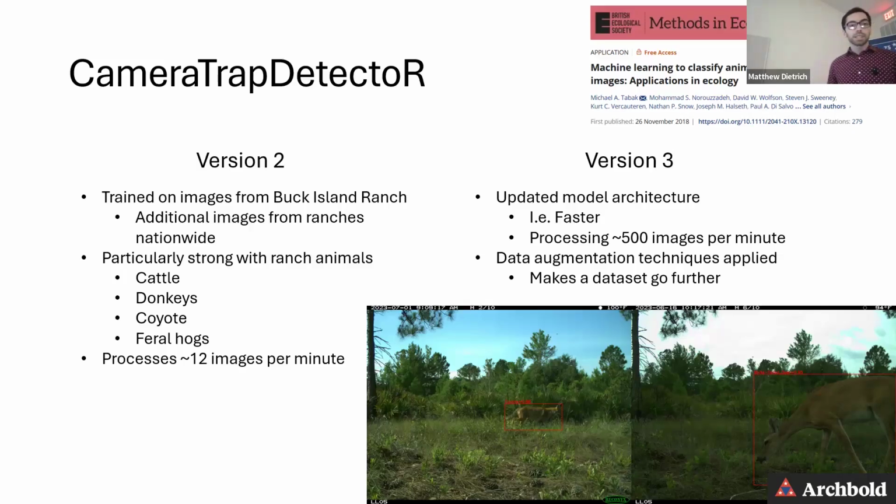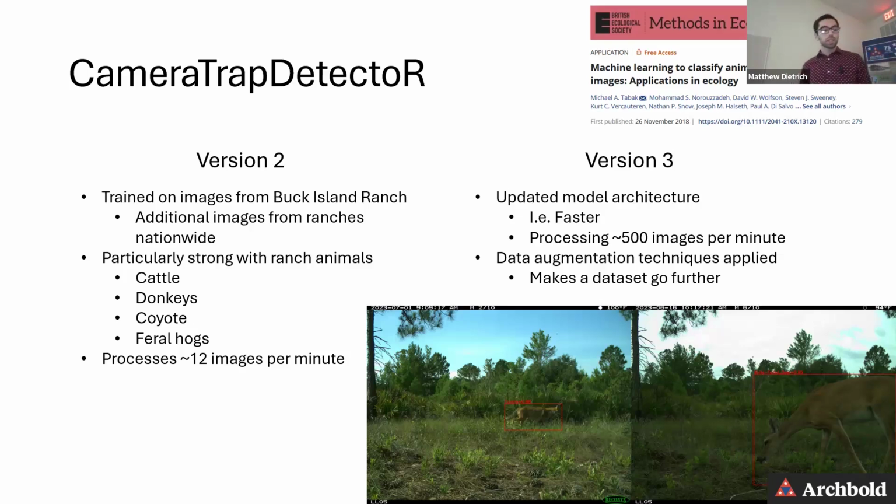So the specific tool that we have been using right now for image ID is called Camera Trap Detector. And it initially came out of this paper by Michael Tabak and many others. And we are currently working with Amira Burns at USDA to continue updating the models. And so we've used heavily version 2, and now we're just starting to see version 3 come out and starting to use and test the results that we're seeing there as well.